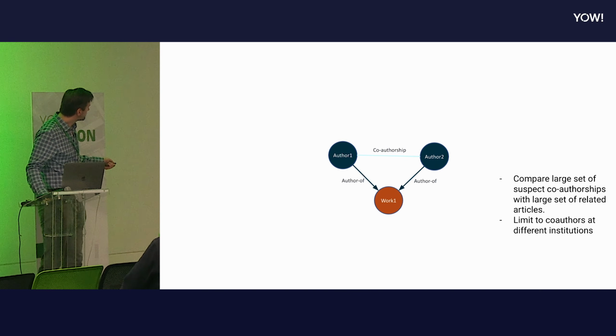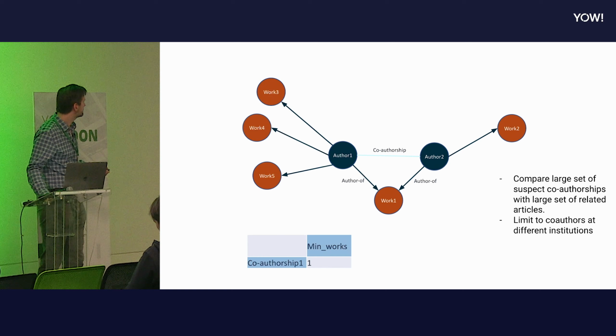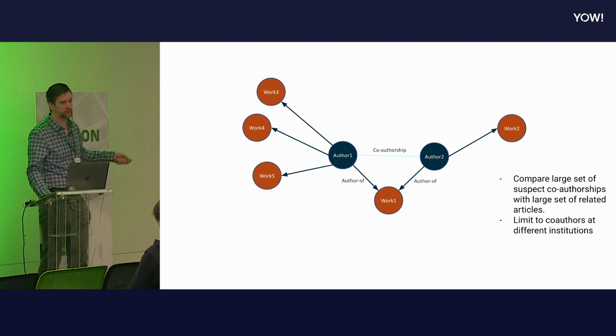Okay, so how can we describe this? Well, for one thing, we could just look at how many papers this author has published. Maybe they've published 1 paper before this co-authorship. Maybe this other author has published 3. So we can say that the minimum number of works that this co-authorship has published is 1, and the maximum is 3. It could be the same number, but usually they're different numbers.